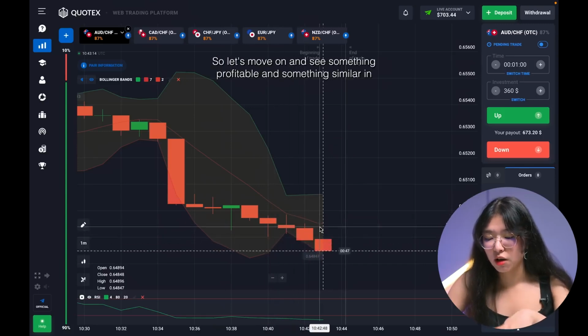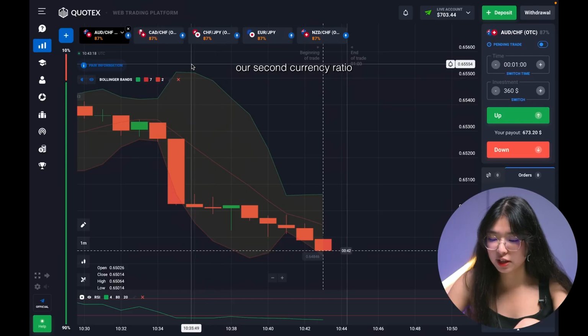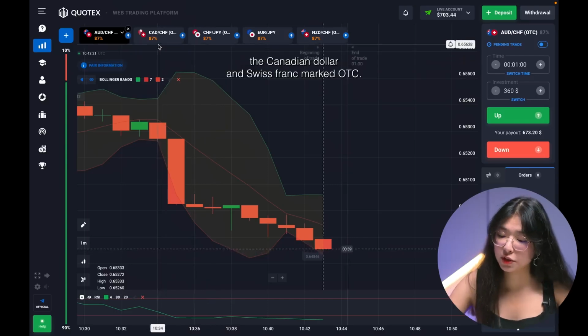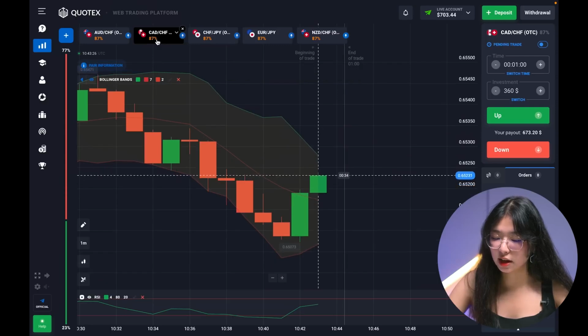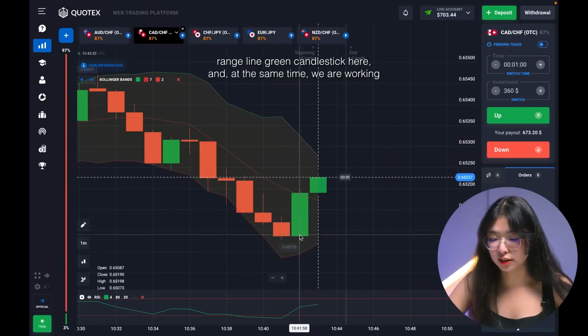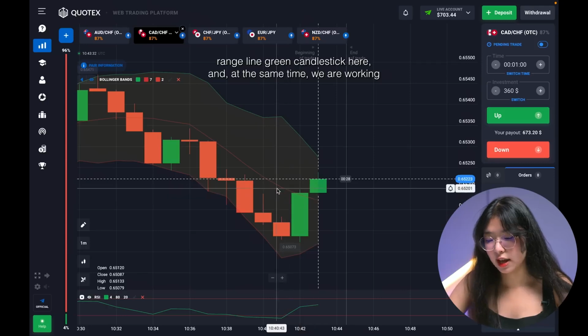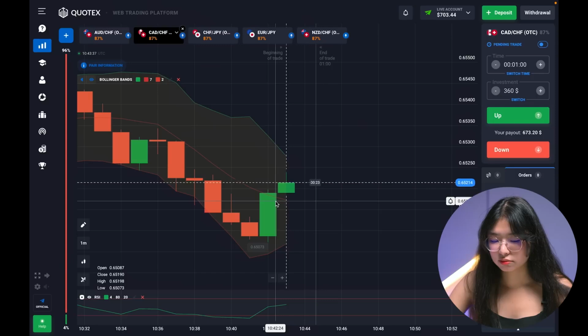So let's move on and see something profitable and something similar in our second currency pair, the Canadian dollar, Swiss franc market OTC. In this kind of story, we're working with this cross of the mid-range line, the green candlestick here, and at the same time we're working with the newborn candlestick.